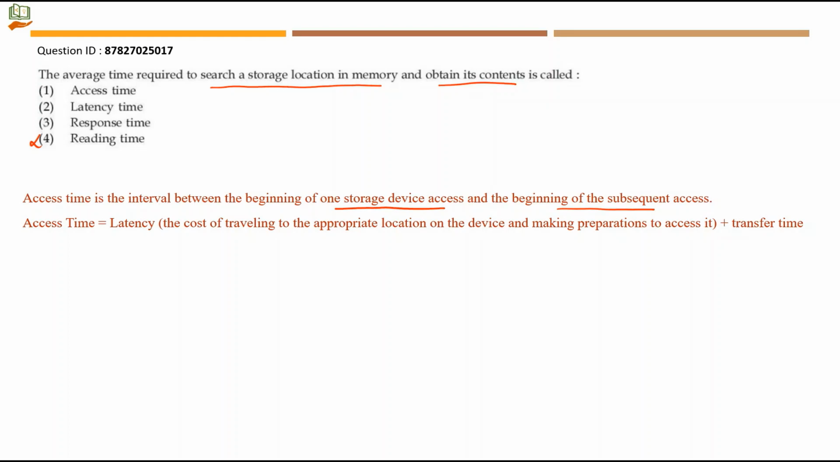So what is latency? The cost of traveling to the appropriate location on the device and making preparations to access it. And obtaining its contents is transferring it to the place where you want to use it. So this is the transfer time. From this we can say the average time to search as well as to obtain content will be option number 1, access time. One half of the statement, searching the location, will apply to latency time and the next half is not there. So we are ruling out option number 2.